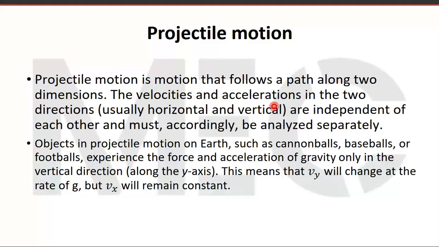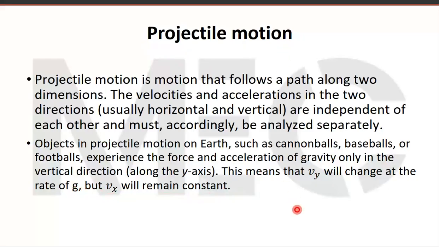The velocities and accelerations in the two directions, usually horizontal and vertical, are independent of each other and must accordingly be analyzed separately. Objects in projectile motion on Earth, such as cannonballs, baseballs, or footballs, experience the force and acceleration of gravity only in the vertical direction along the y-axis. This means that Vy will change at a rate of g, but Vx will remain constant, because we neglect air resistance. Usually in projectile motion we neglect air resistance.